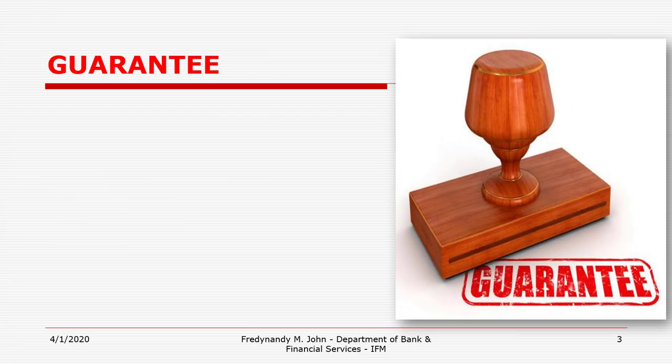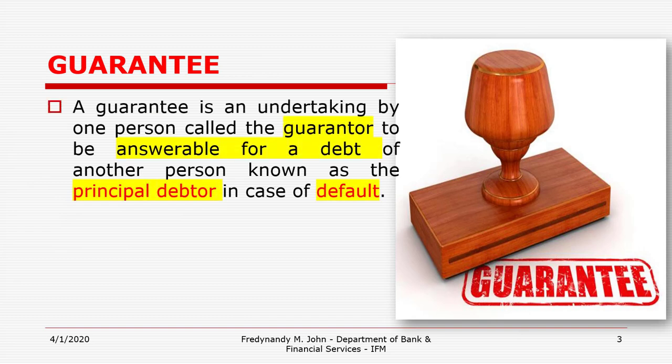One of the charges that are created by banks is known as the guarantee. So we really need to understand the meaning of guarantee. What is a guarantee? A guarantee can be defined as a commitment by one person called the guarantor to be answerable for a debt of another person known as the principal debtor in case of default.